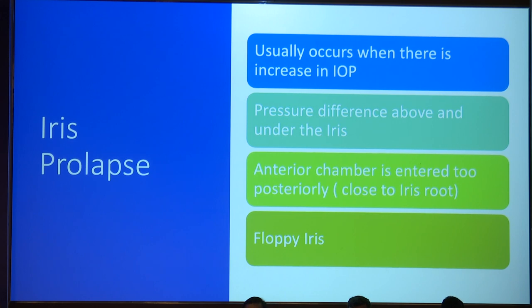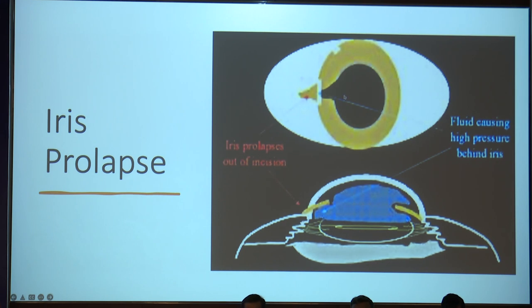Iris prolapse usually occurs when there's an increase in the intraocular pressure during the surgery. There has to be some pressure difference above the iris and underneath the iris. If the pressure underneath the iris is more than the pressure above, the iris can prolapse even through a good incision. And if you enter the anterior chamber too posteriorly, close to the root of the iris, it can lead to iris prolapse. Floppy irises usually lead to iris prolapse. So basically, there is a difference in pressure underneath the iris.